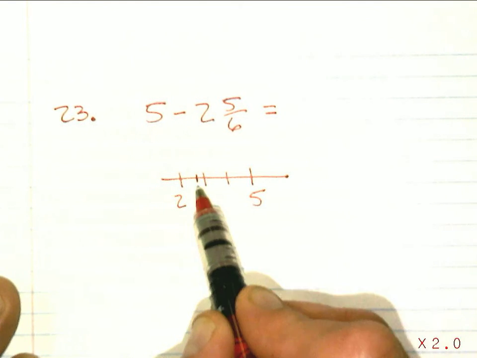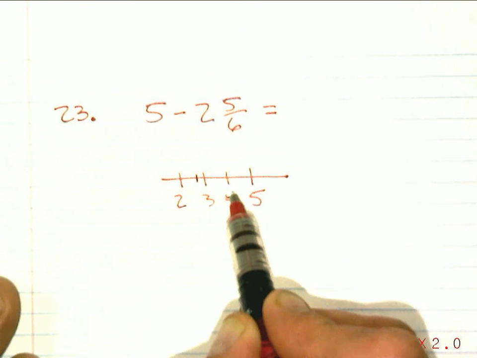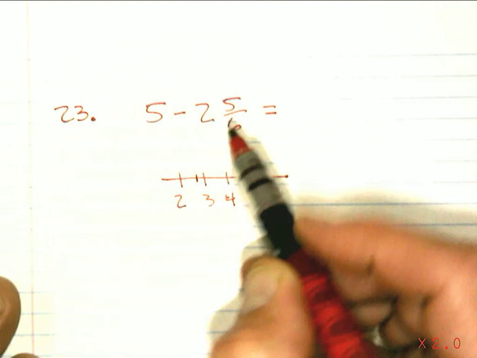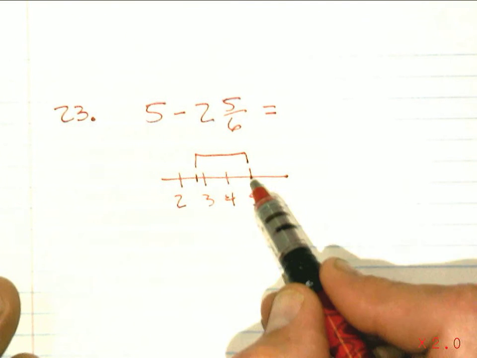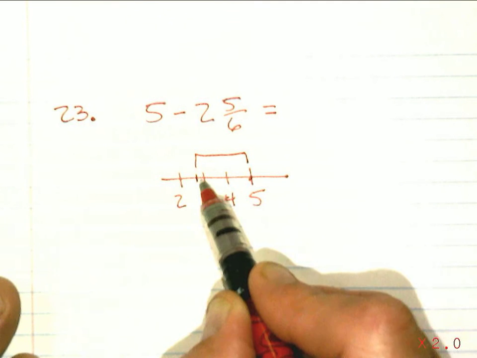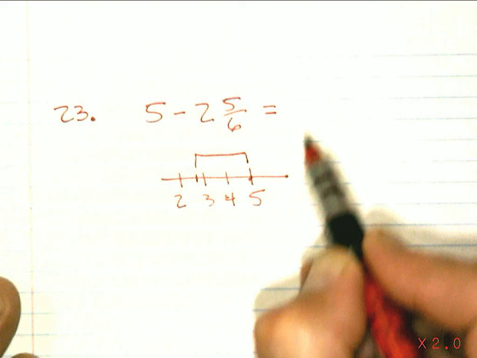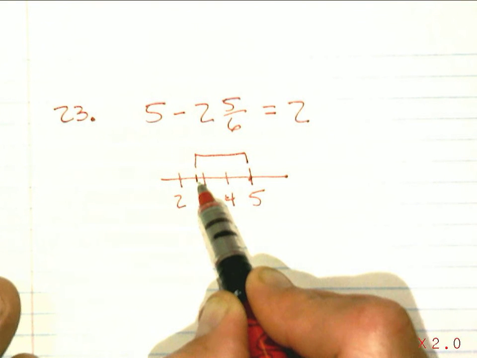So if you think about how far it is, if this was 2 and then 3 and then 4 and 5 on my number line, I'm really asking how far is it from here to there? In other words, what's the difference between 5 and 2 and 5/6? Well, you know it's at least these two. From 3 to 5 is 2. And the question is, how far is it in this little fractional part that's left?